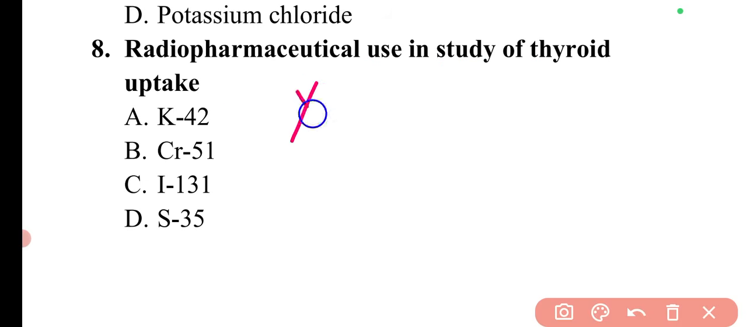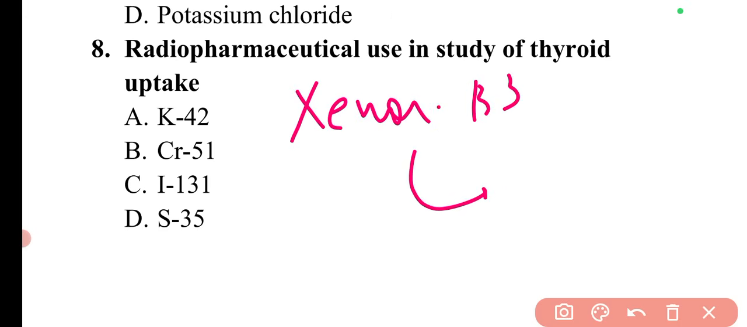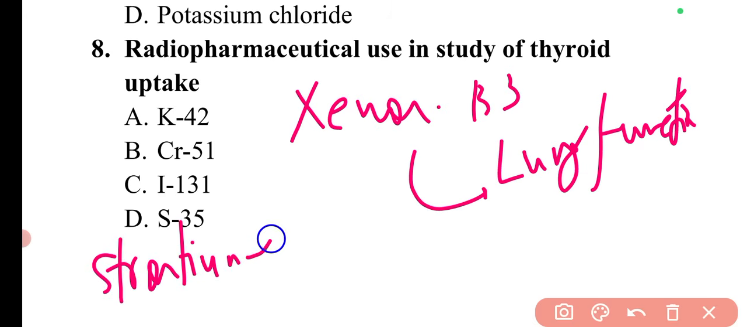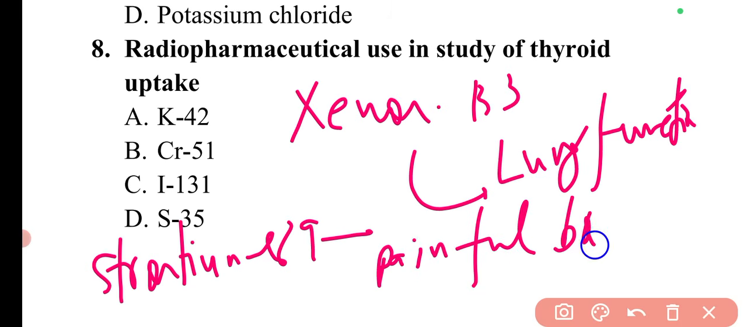Then if I talk about xenon 133, xenon 133 is used in lung function imaging. Then there is strontium 89. Strontium 89 is used in the treatment of painful bone metastasis.